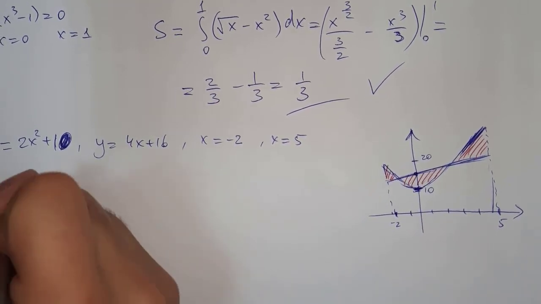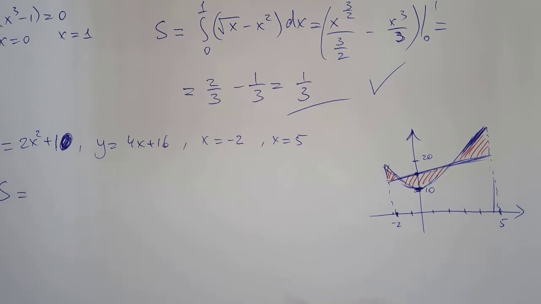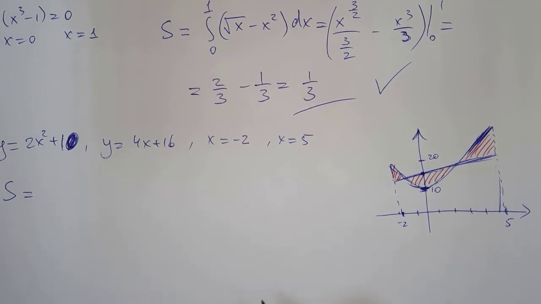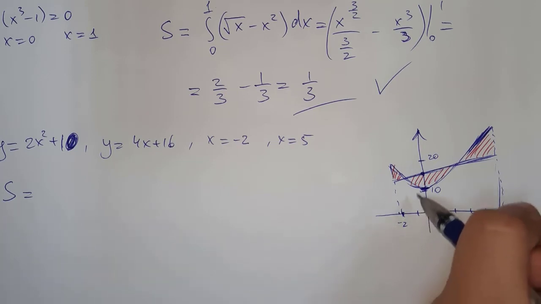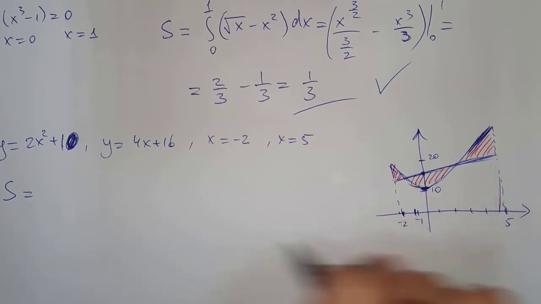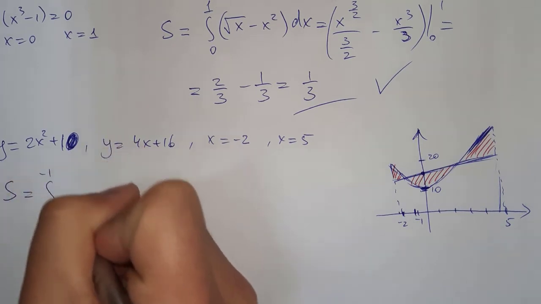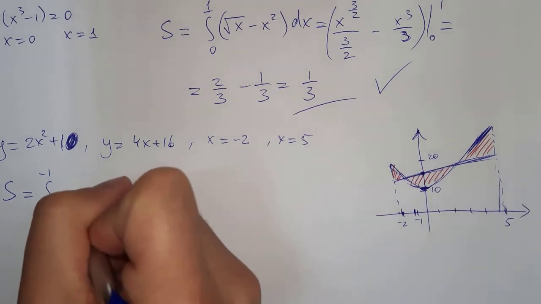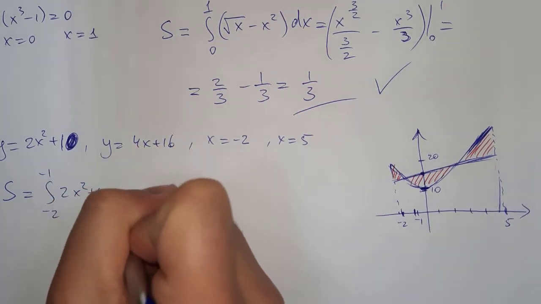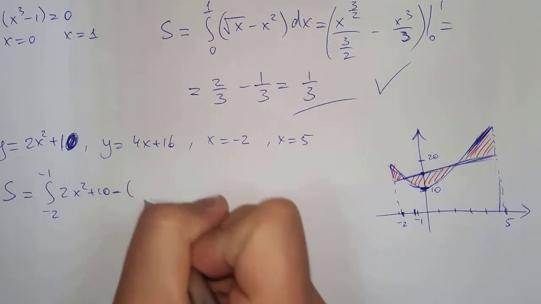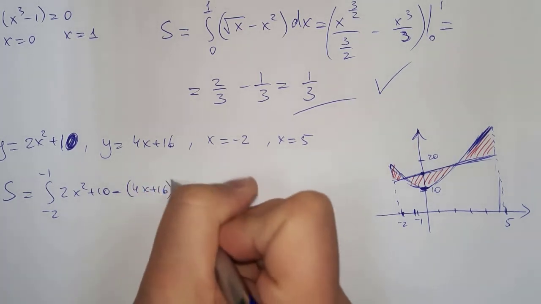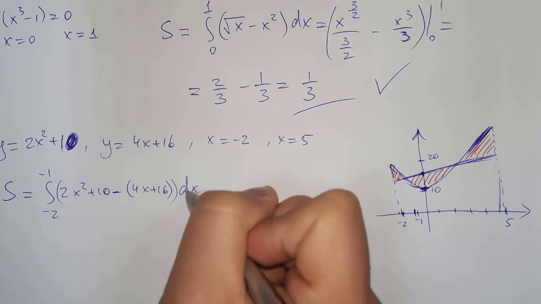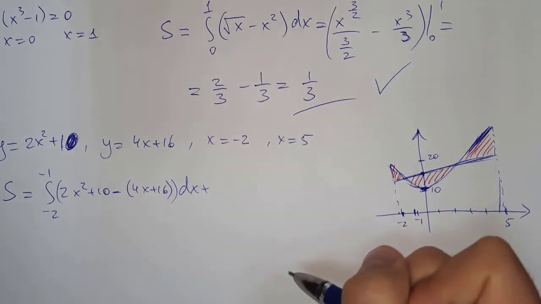So it will be integral. I will write just this expression, and you will compute this integral. So the first one is from -2 till -1. They intersect in the point -1. From -2 till -1, the upper function will be the parabola 2x squared plus 10 minus the straight line dx, plus we need to divide into 3 integrals.